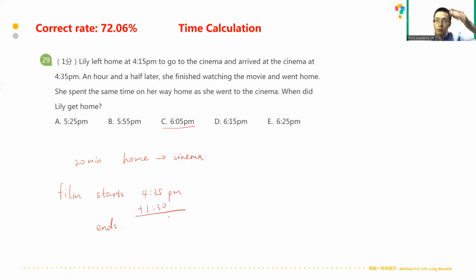So this is a column addition. Remember your crash course part 1, we've learned about this. This is 35 plus 30 and it's 65. We cannot have 65 minutes in an hour, so we can only write 05, and then carry a 1 to the hour. So 4 plus 1 plus 1, it will be 6. So it's 6:05 p.m. The movie ends at 6:05 p.m. and Lily comes out from the cinema and starts walking home. She needs 20 minutes. So 6:05 plus 20 minutes will be the time she gets home, which is 6:25 p.m. So E is the correct answer, not C. This is a typical wrong answer.